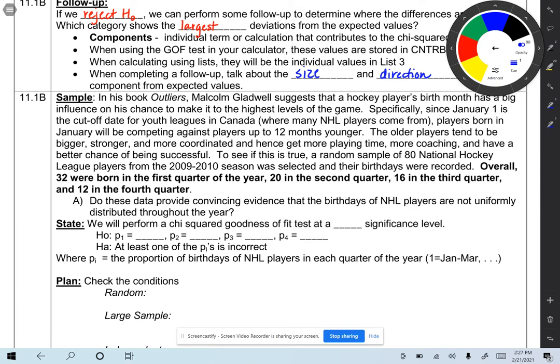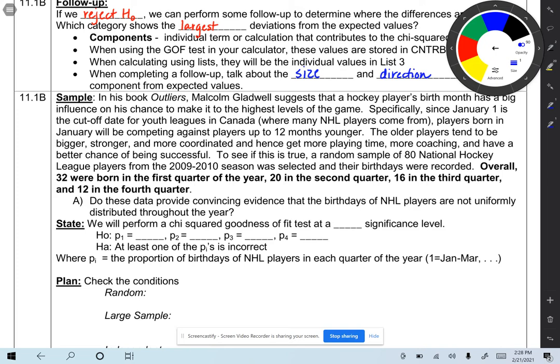To see if this is true, a random sample of 80 National Hockey League players from the 2009-2010 season was selected, and their birthdays were recorded. Overall, 32 were born in the first quarter of the year, 20 in the second quarter, 16 in the third quarter, and 12 in the fourth quarter. This was more conveniently done by quarters instead of using 12 categories by month.